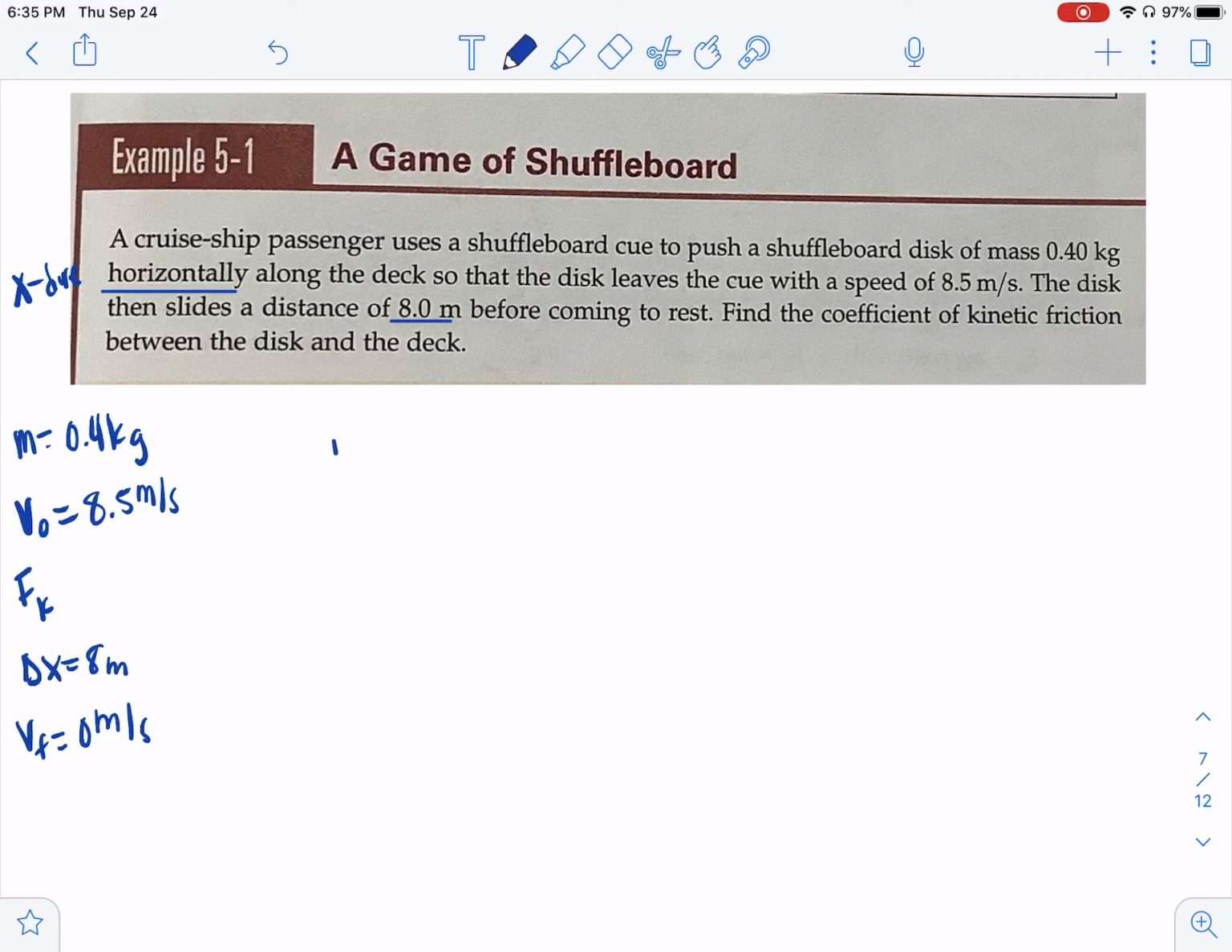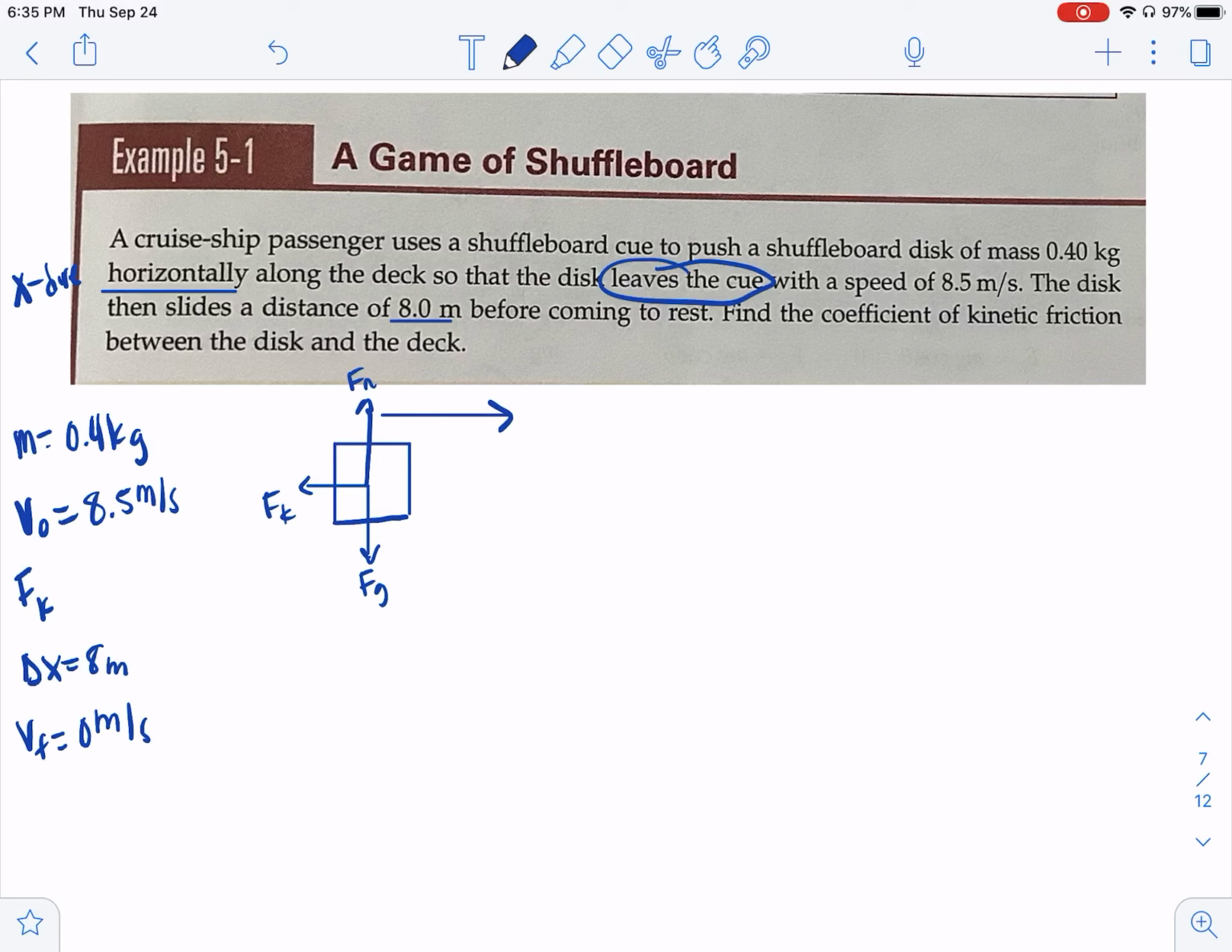So just like any problem, the very first thing I want to do is go ahead and draw my free body diagram. There's a keyword here where it says it leaves the cue. So we're talking about it after it's already left the cue. So if I'm going in this direction, the only thing I actually have is force of kinetic friction going in this direction. I do have force of normal and force of gravity.